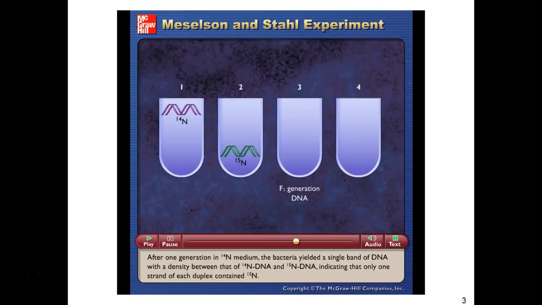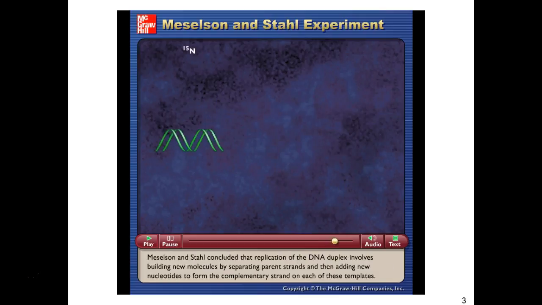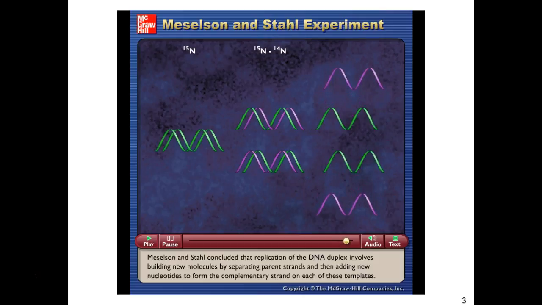After one generation in N14 medium, the bacteria yielded a single band of DNA with a density between that of N14 DNA and N15 DNA, indicating that only one strand of each duplex contained N15. After two generations in N14 medium, two bands were obtained, one of intermediate density, in which one of the strands contained N15, and one of low density, in which neither strand contained N15. Meselson and Stahl concluded that replication of the DNA duplex involves building new molecules by separating parent strands and then adding new nucleotides to form the complementary strand on each of these templates.